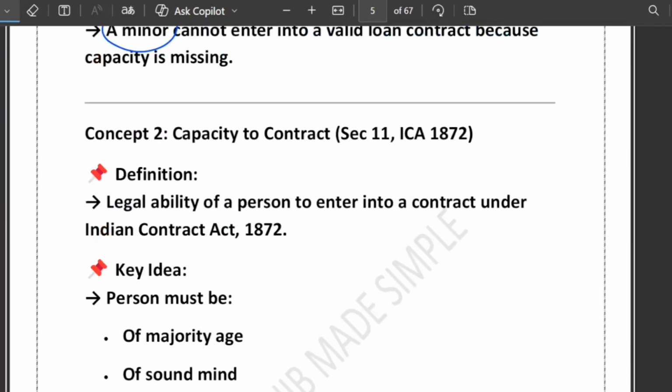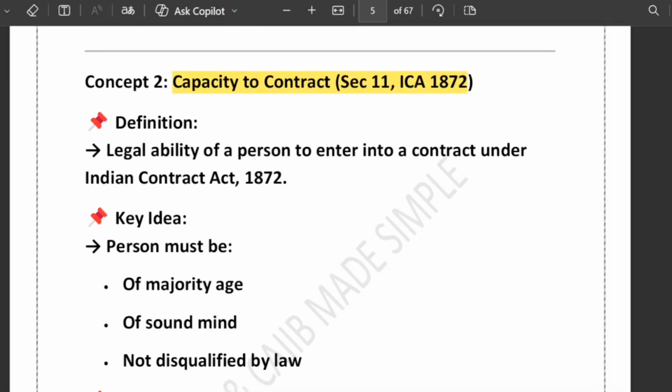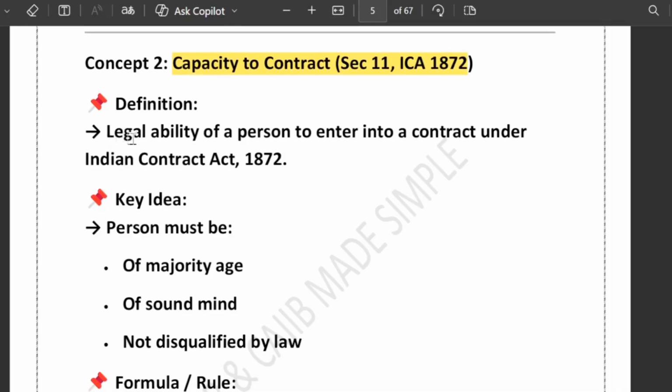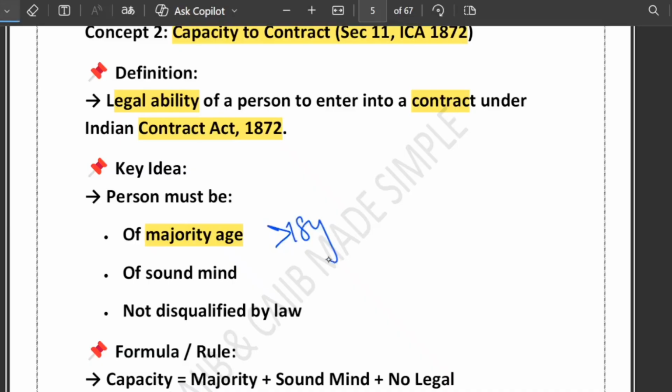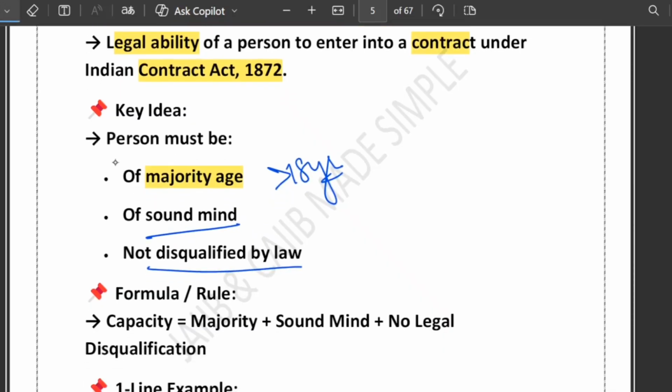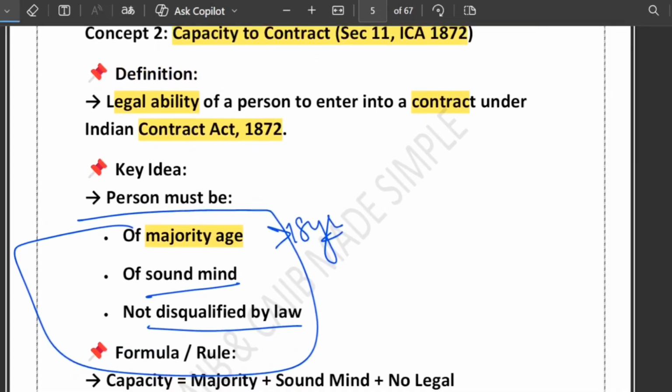Next point we have is the capacity to contract, which is under Section 11 of the Indian Contract Act, 1872. So the definition is simple. It tells you the legal ability of a person to enter into a contract under the Indian Contract Act. So the person must be of majority age, which means more than 18 years, right? And he must be of sound mind. He must not be disqualified by the law, right? If these three things are met, then we can say that that particular person is capable of doing the contract.